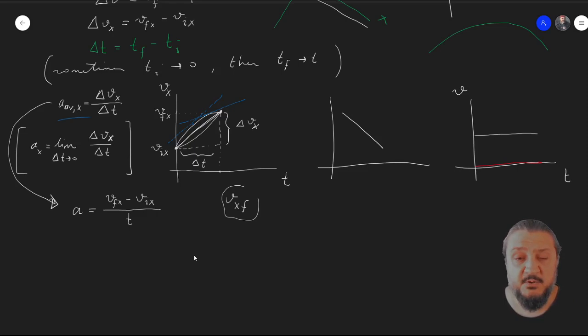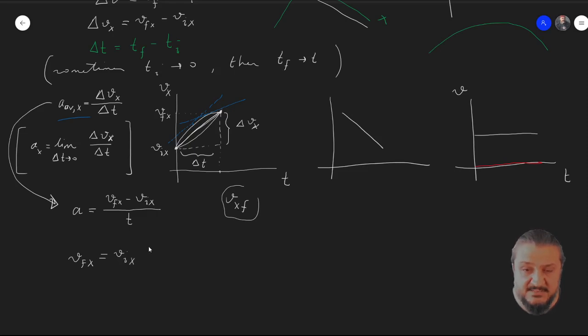Okay, so this is what we're talking about. A is VFX minus VIX. I'm going to solve this for the final velocity, V final x. How do I do that? I multiply both sides by t first, and then add Vix to both sides. So I will get V final x is equal to V initial x plus A times t.